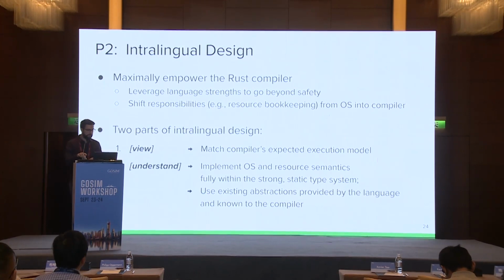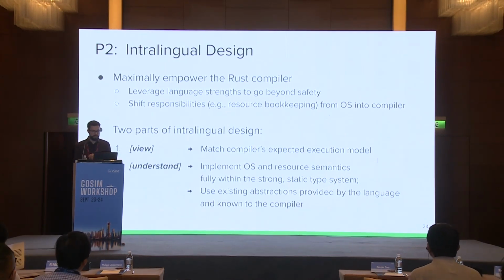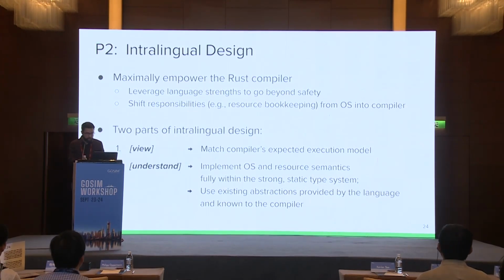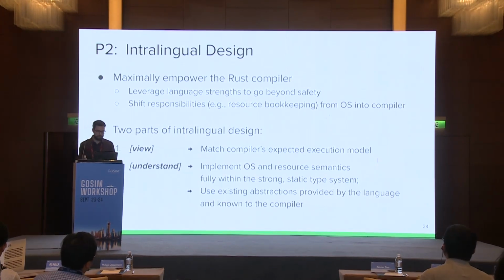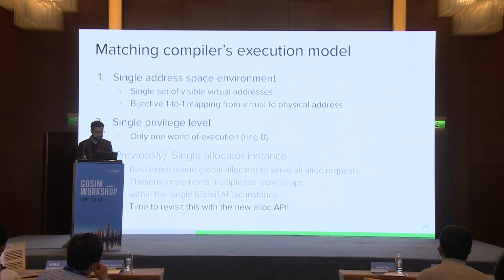The second principle, I think, is maybe the most important, which is what we call interlingual design. The idea here is to allow the Rust compiler to check and understand every part of the OS for us, such that it can catch errors as early as possible. And the way that we allow it to do so is by implementing things within the language's view model and semantic understanding of how things work. All right. I know that's a little bit vague, but let me elaborate a little bit.